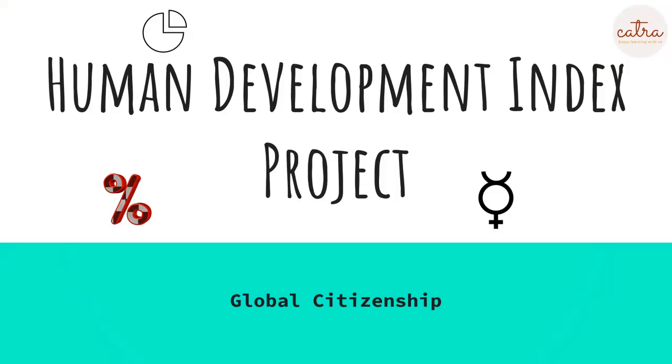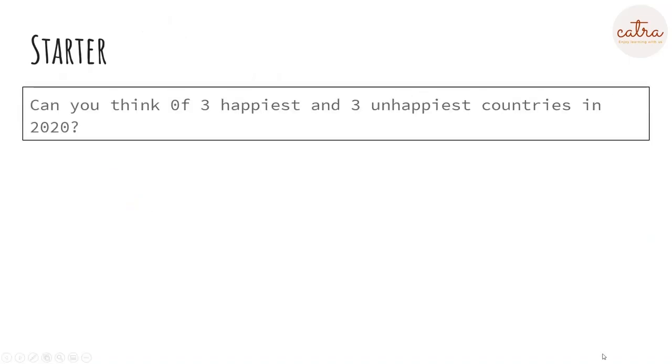All right, guys, this is your Human Development Index project. This is your fifth 6 weeks project, and we're going to be talking about the Human Development Index. To start, take a second. Can you think of three of the happiest countries, and then think of what you would consider three of the unhappiest countries in 2020? We're in 2021, obviously.